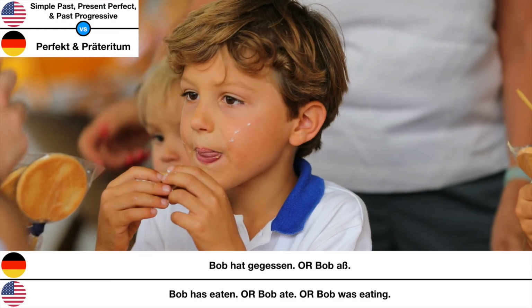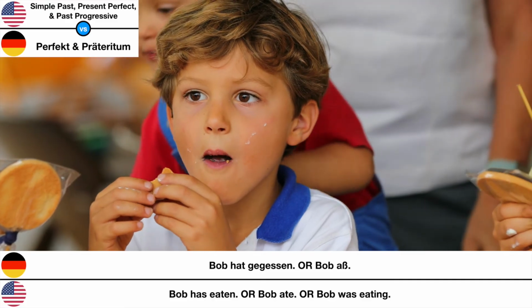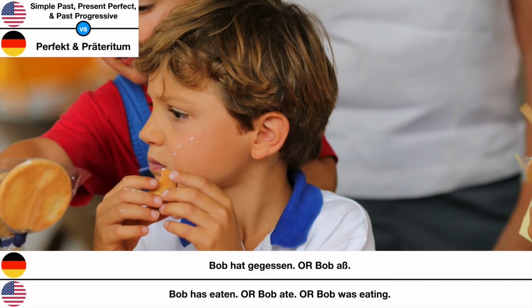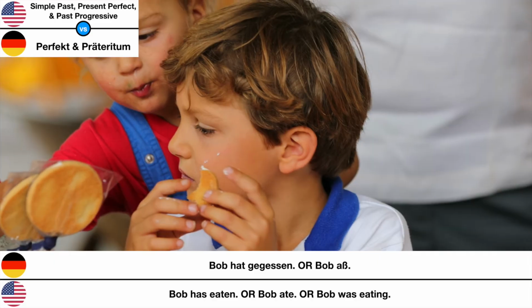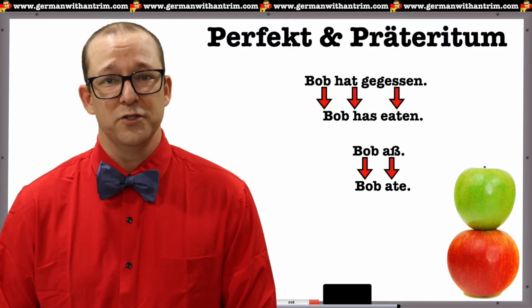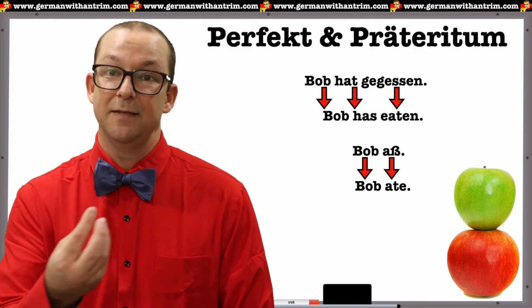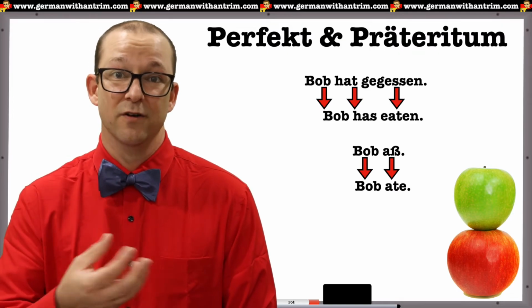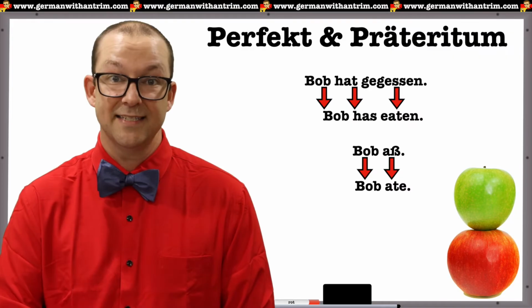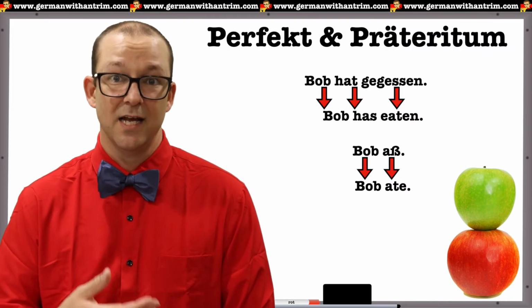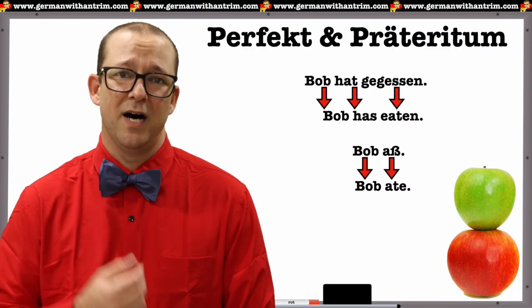Bob hat gegessen, or Bob aß. Bob has eaten, or Bob ate, or Bob was eating. The first two translations seem to be the best options for translating the perfect tense and the Präteritum tense because they mirror the formation. Bob hat gegessen looks like Bob has eaten, and Bob aß looks like Bob ate.